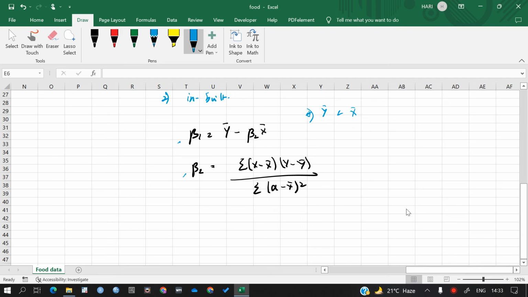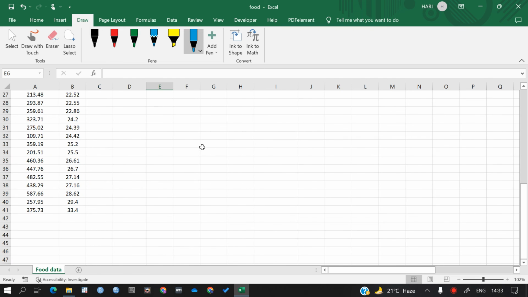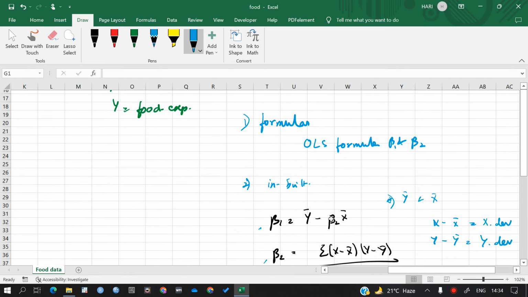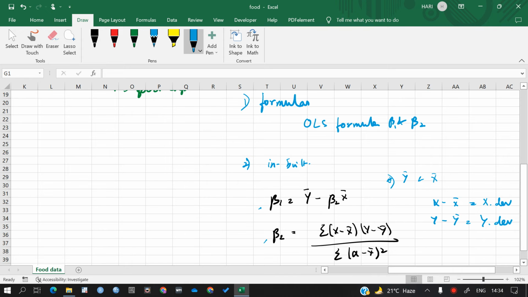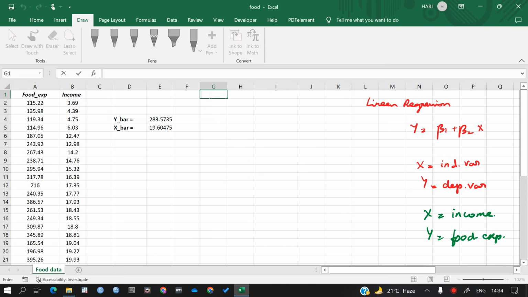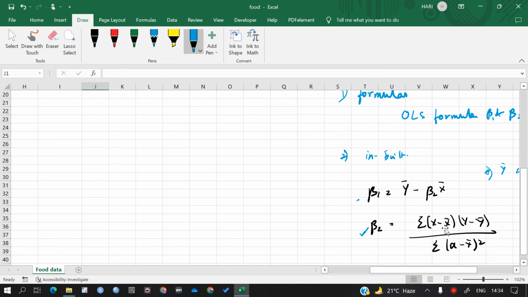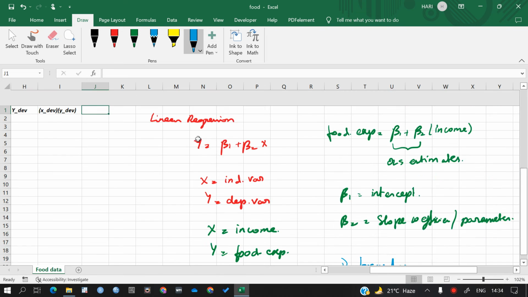So here x minus x bar is nothing but x deviation, and y minus y bar is y deviation. So from now on I will call x minus x bar as x deviation and y minus y bar as y deviation. Let's find the values for those things to derive the value for beta 2, because we need beta 2 value to estimate the beta 1. So first we will be estimating the value for beta 2. So what are all the things in the formula which we need to find is x deviation and y deviation, and the next thing is x deviation into y deviation. So this comprises the numerator part of the formula, and for the denominator we need x minus x bar the whole square, that is x deviation square.